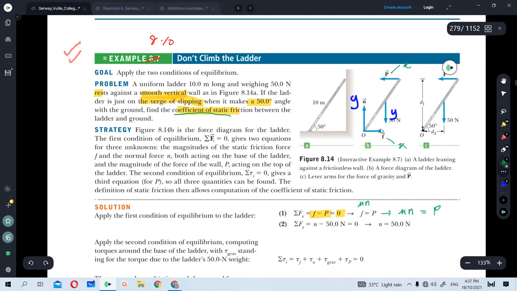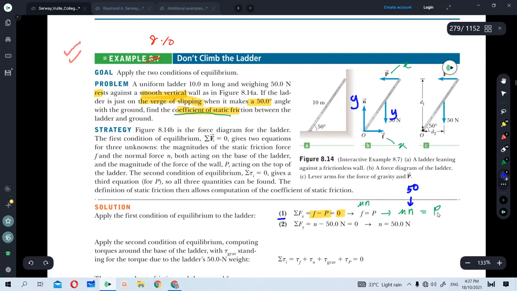Y adalah normal and also 50 Newton. So look at how they are substituting. N tolak 50 sama dengan 0. Maka kita dapat dah N equivalent to 50 Newton. Let's partially substitute the value. 50 Newton. Now that we have seen it again, equation number 1 ni, kita lihat kita ada satu lagi unknown.